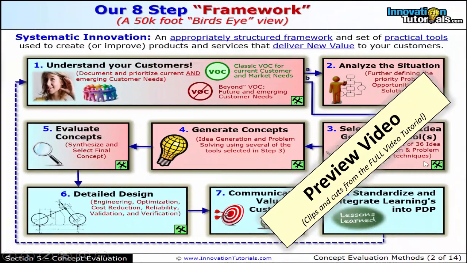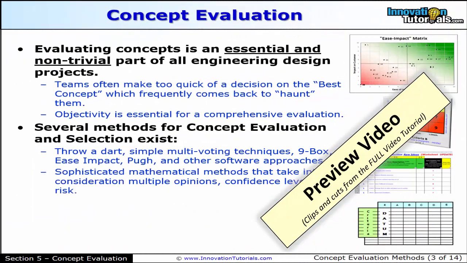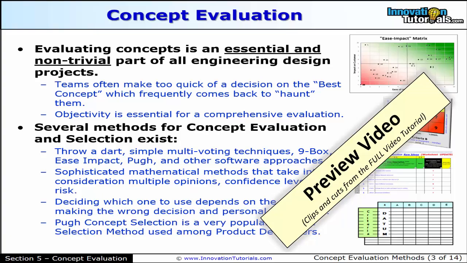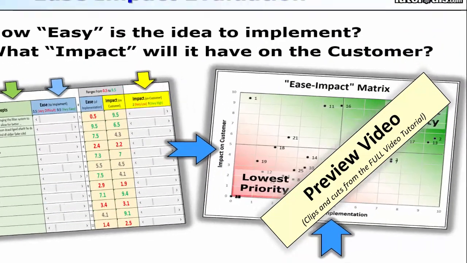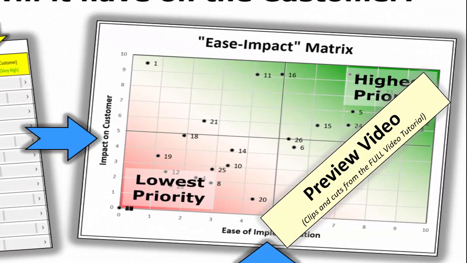That brings us to evaluating concepts. So once we generate a bunch of concepts in step 4, we need to evaluate those. And there's a lot of different concepts that we can use, and we're going to look at 3 different approaches. Implemented. And basically we'll output this to a graphical representation of the priorities.